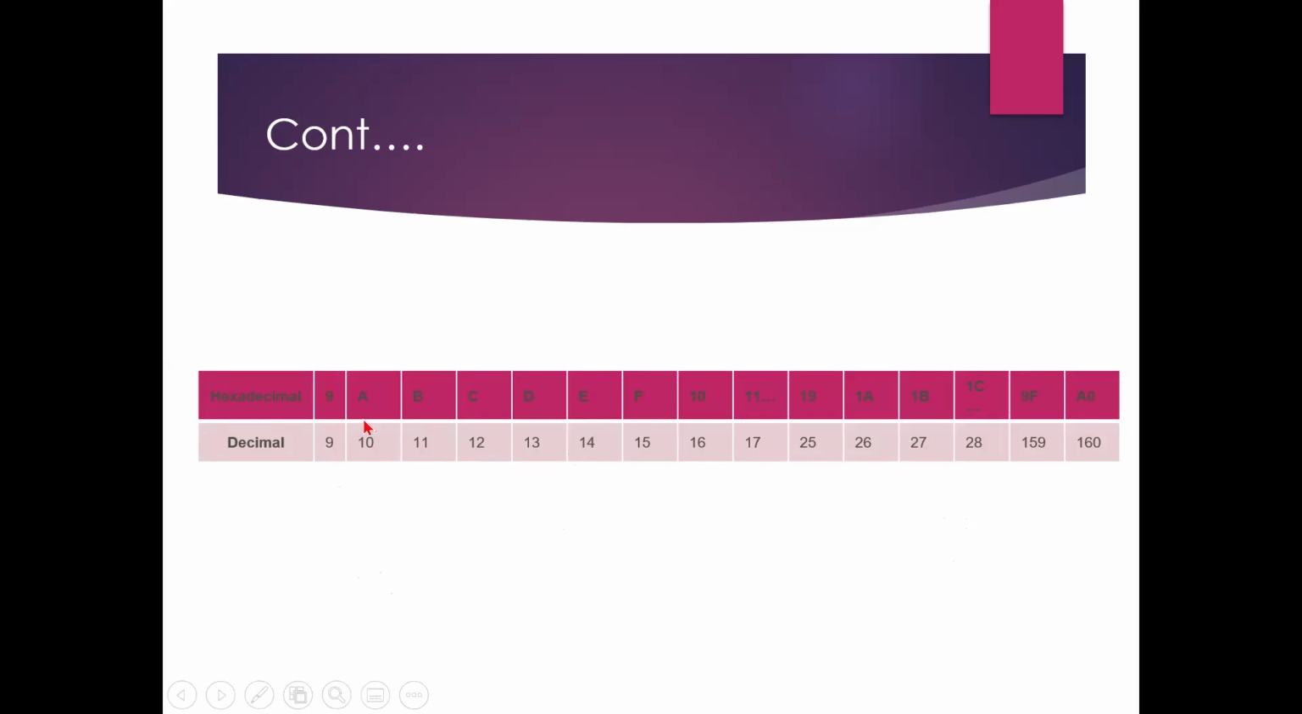Then A is equivalent to 10. It goes on like that up to F. F is equivalent to 15. After 15, to represent the next higher number 16, we go for a 2-digit number in the hexadecimal number system, that is 10. 17 is represented by 11. So it goes on like this. After 19, it's not 20 here, to represent 26. After 19, it goes as 1A, 1B, 1C and so on.